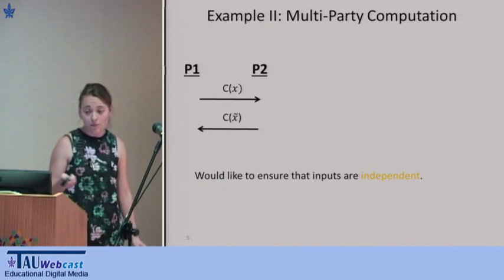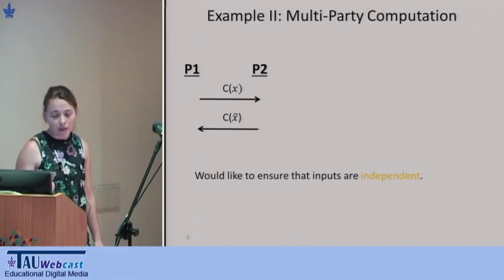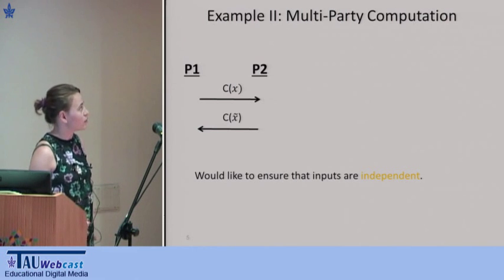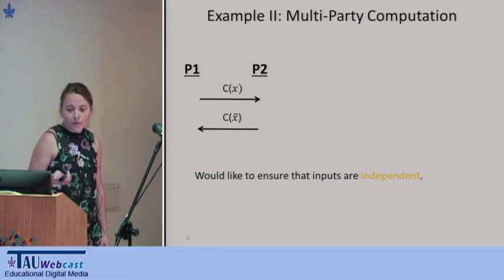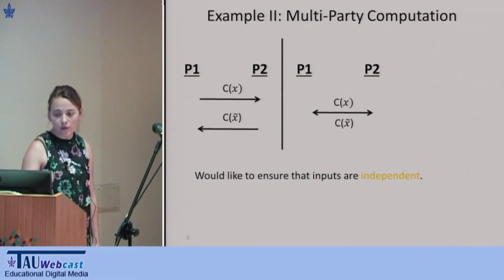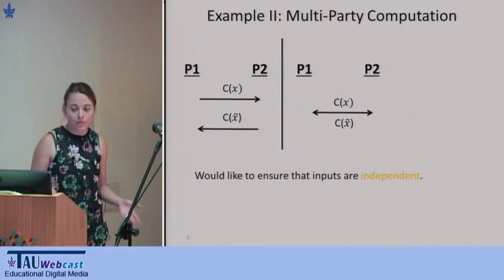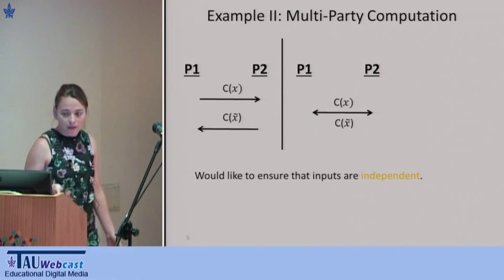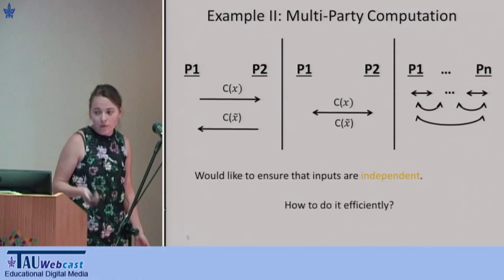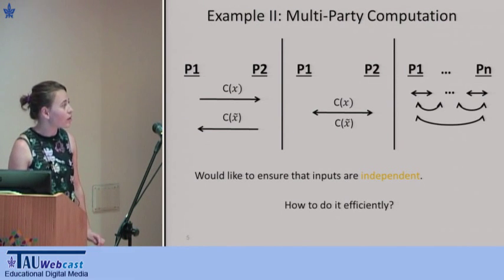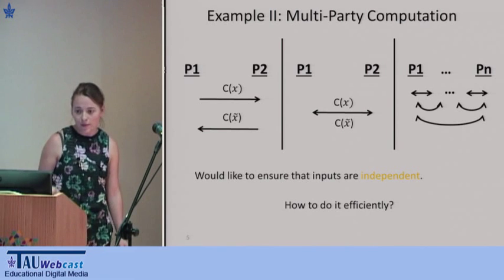Another example is multi-party computation, which is a more general example. We have, let's say, two parties that will commit to their inputs and later perform some computation on them. What we want to ensure is that their inputs are independent. And we also want a protocol that will enable them to commit or compute simultaneously. Moreover, we would like to support multiple parties. So the question is, how can we do this efficiently?